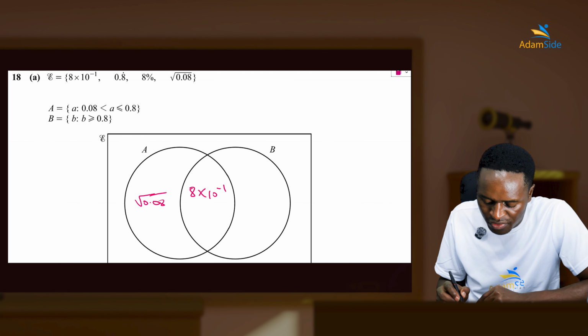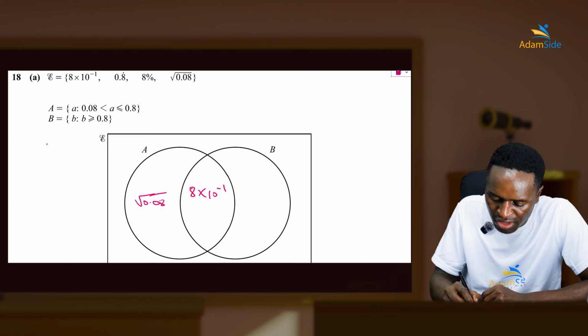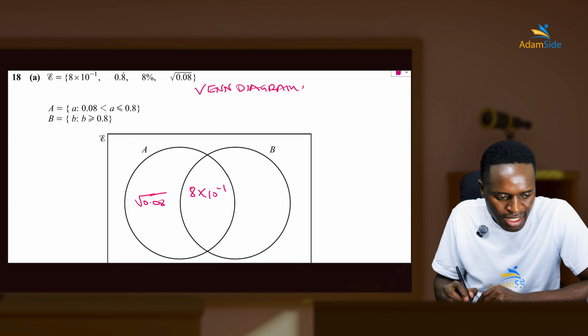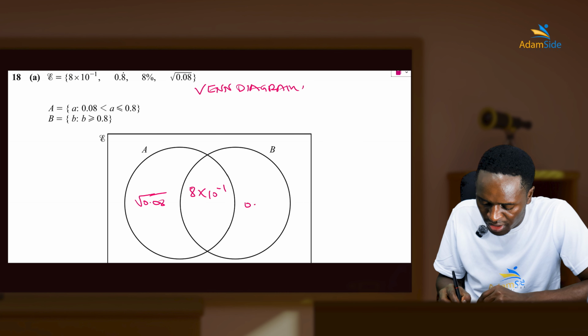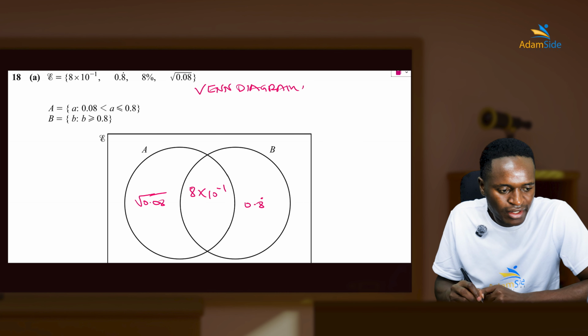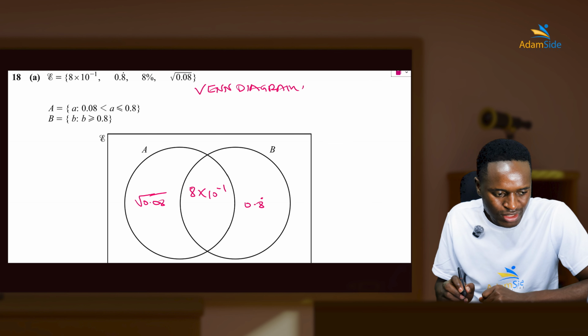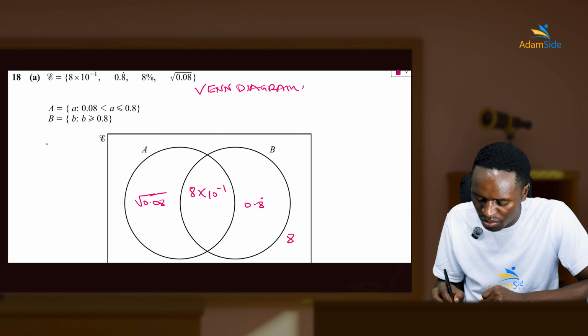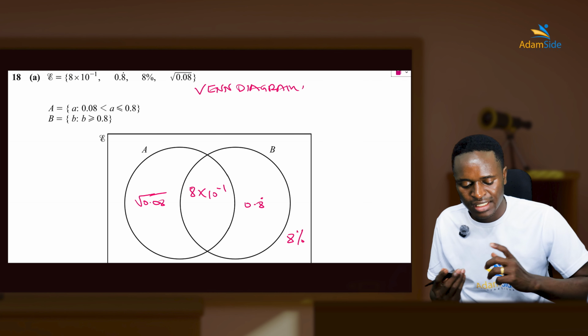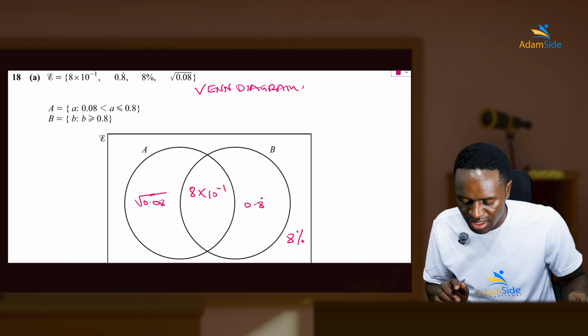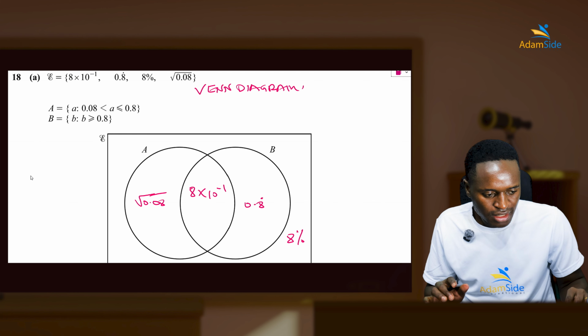This is still a Venn diagram. So here we are in the same topic of Venn diagrams. Then we'll have 0.8 recurring in set B only, and then 8% will be on the universal. That's it. You just fill in here, understanding the decimals.